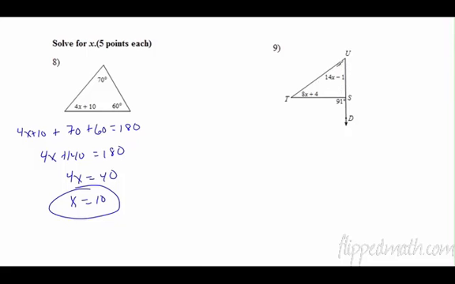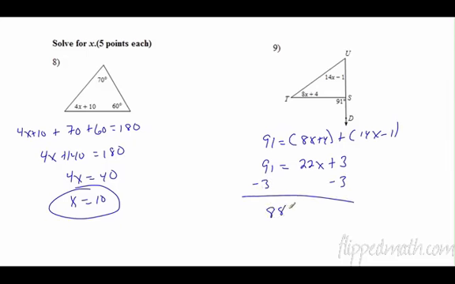Oh, these are remote interior angles. Remember, they add up to equal the exterior angle. So 91 equals 8x plus 4 plus 14x minus 1. So now we have 91 equals 8x and 14x is 22x. 4 minus 1 is 3. Subtract 3. 88 equals 22x. Divide by 22. And x is 4. There you have that.